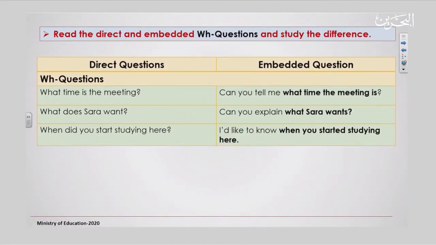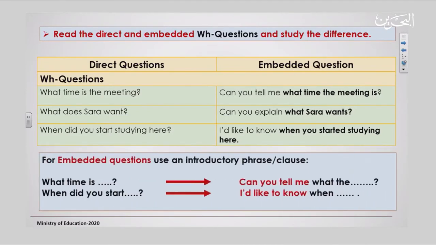We have examples here of WH questions, and we're going to read the direct and embedded questions and see what the difference is between them. So what is the direct WH question, and what is the embedded WH question? I will give you 1 minute to read it, and then we're going to discuss it. Let's talk about it more.